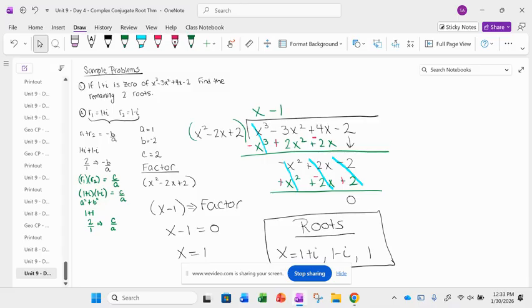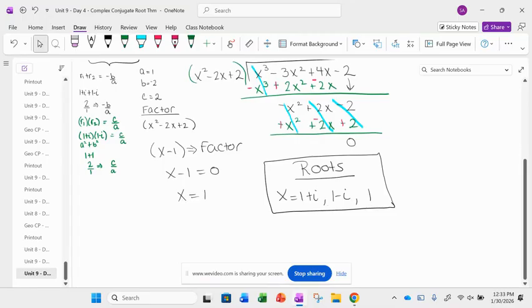Pranav? We could. Pranav, what are you doing on your computer? Okay, good. Pranav is correct. We can use synthetic substitution.